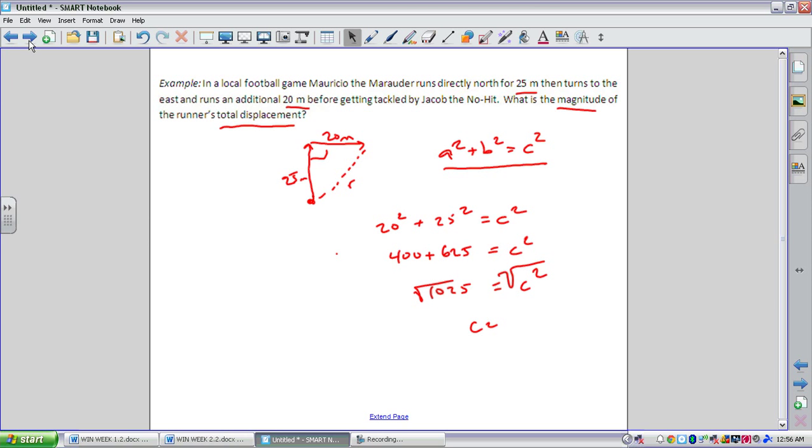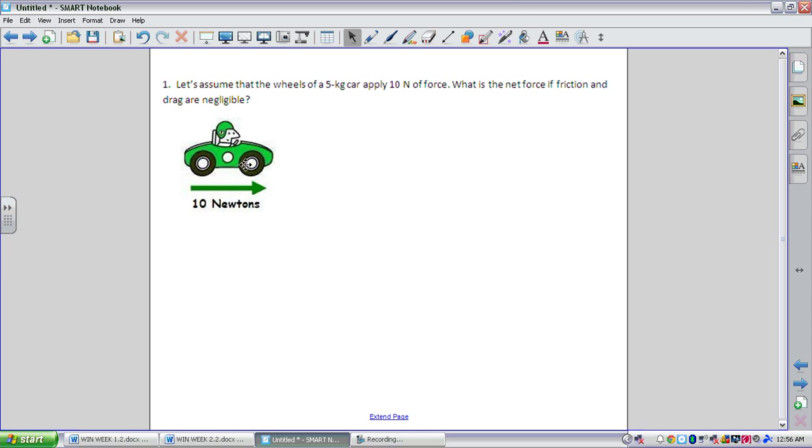The second part of the work form gives you some diagrams with this little car, and they do add in some other important information that you'll have to include in your free body diagrams. So on number 1, it says, let's assume the wheels of a 5-kilogram car apply 10 newtons of force. What is the net force if friction and drag are negligible?